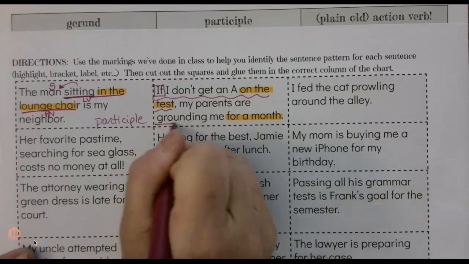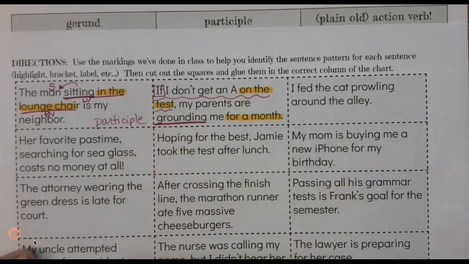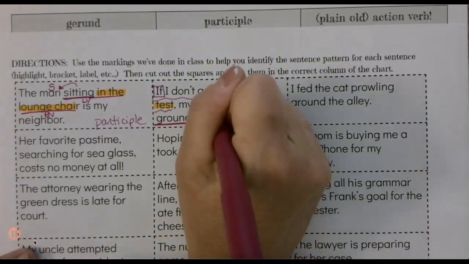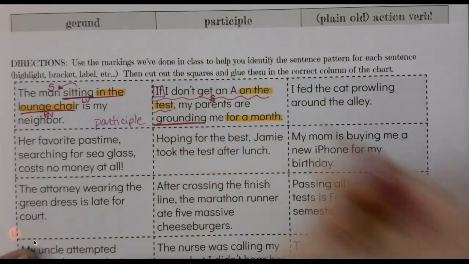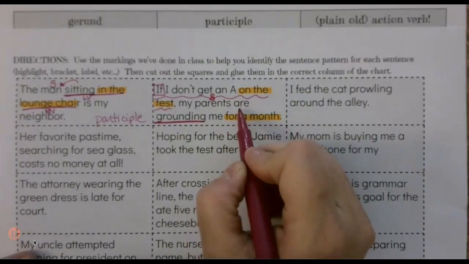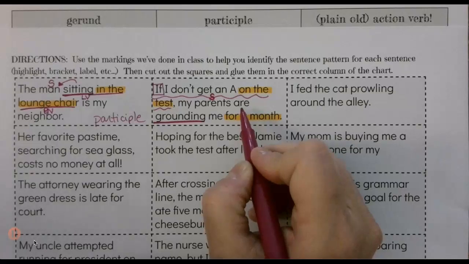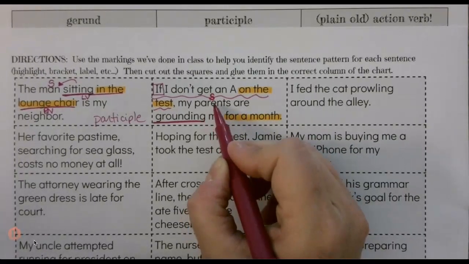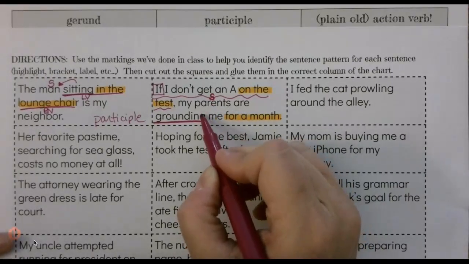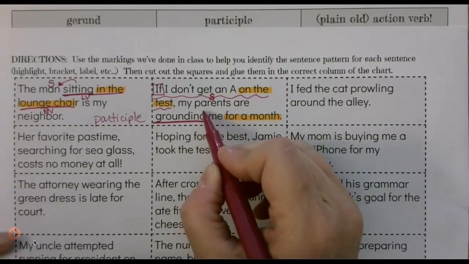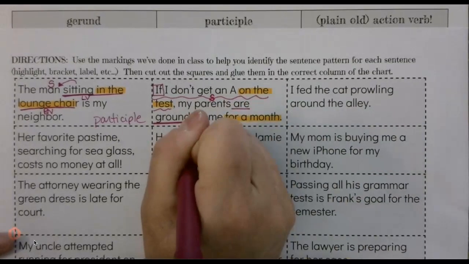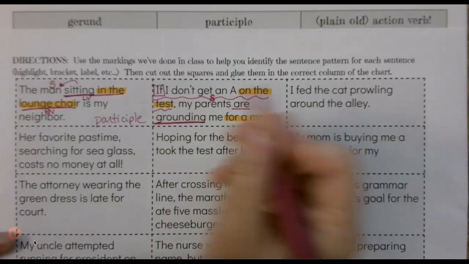So I see grounding. So I'm going to look for the subject. Who or what's the sentence about? My parents. And I'm going to look for what are they doing? Well, I see the verb are. Is there a word after it that's describing my parents? Well, grounding doesn't describe my parents. It might describe me. It doesn't rename my parents. I think are grounding, that's the action that my parents are doing.